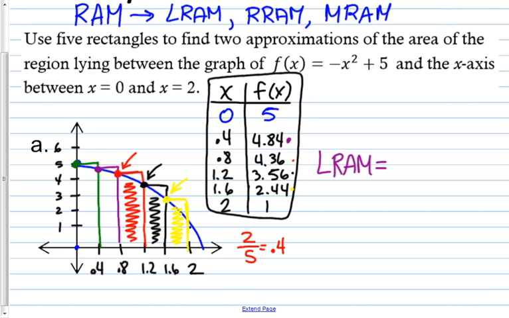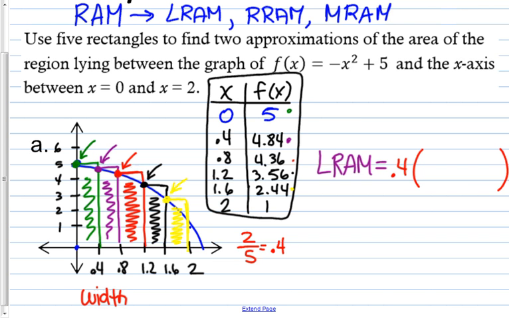Okay, I hope you see the pattern here. For this one, the height is this left point. For the first rectangle, the height is that left point, it's the 5. So that's what LRAM is. Use the height on the left, the highest point on the left for that specific rectangle. Now, if you notice, all of the widths are exactly the same. They're 0.4. So we could make our lives easier just by deciding it's 0.4 times all of the heights added up.